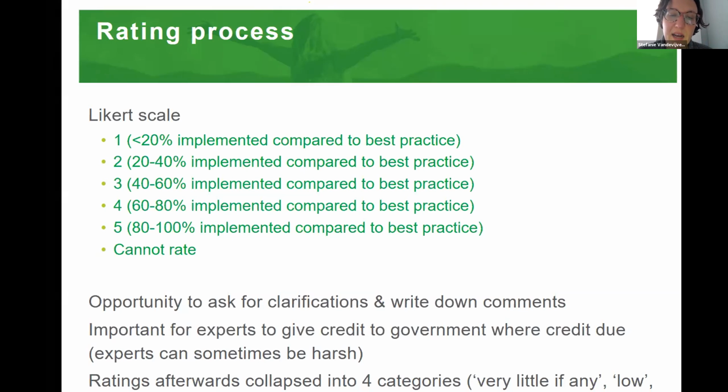It's important to also highlight to experts when this exercise is done that it's important to give credit where credit is due in comparison to the benchmark, because sometimes we know that public health experts can be quite harsh on the government because they always want to have, and that's good, better policies and we want to move them towards the ideal best practice. But if government is taking certain actions and we compare that to what's happening internationally, it's important to do a fair evaluation for that.